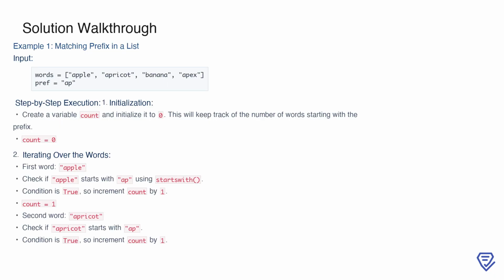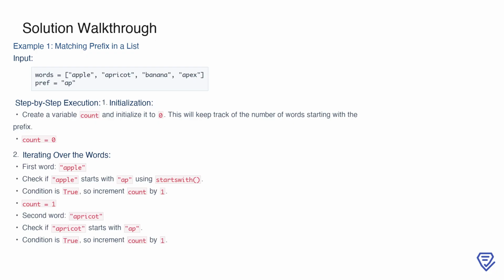To solve the problem of counting words with a given prefix, let's start by walking through our first example. Here, we have a list of words, apple, apricot, banana, and apex. The prefix we are looking for is ap. The first step is to initialize a variable called count and set it to 0. This variable will help us keep track of how many words start with the given prefix. Now, we iterate over the list of words one by one. For the first word, apple, we check if it starts with the prefix ap using the startswith method. Since it does, we increment our count by 1, making it equal to 1.